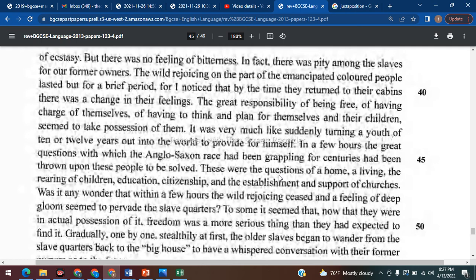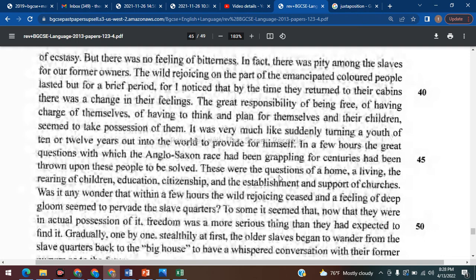So, and it's intentional that the author does this, because the author is trying to give the feeling that these things are coming to these people one by one, and that it's a lot of things. So they say these questions were questions of a home, a living, the rearing of children, education, citizenship, and the establishment and support of churches. That's how it's supposed to be read. I hope you all understand what I'm saying. You all get the feeling, right?